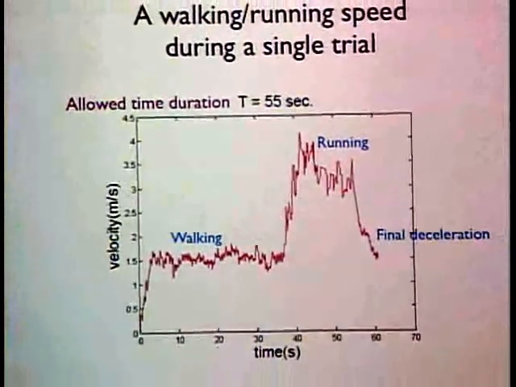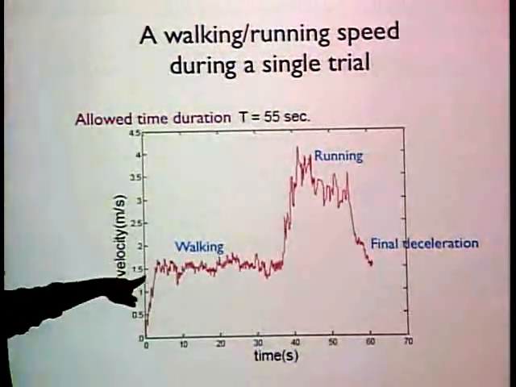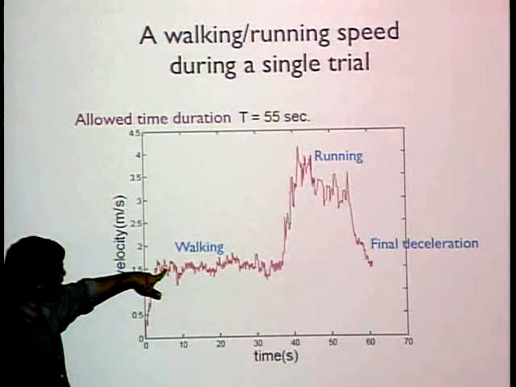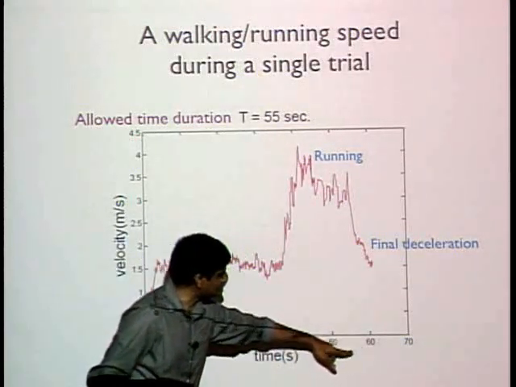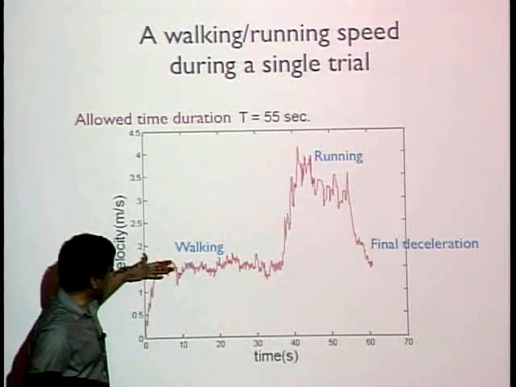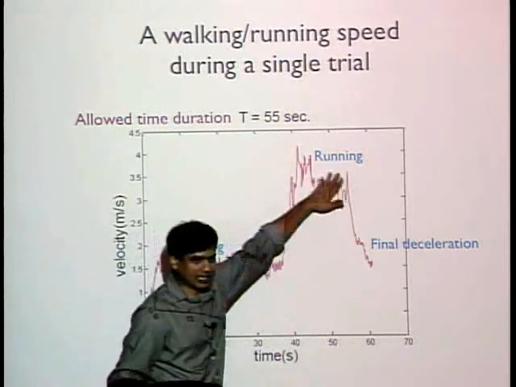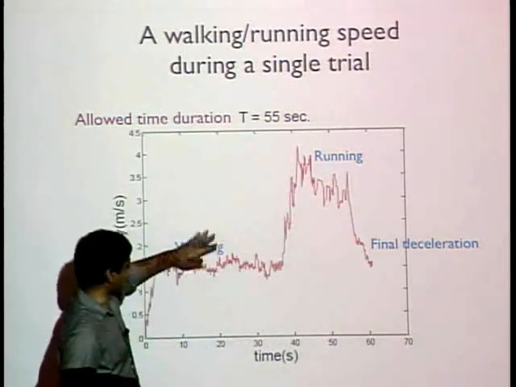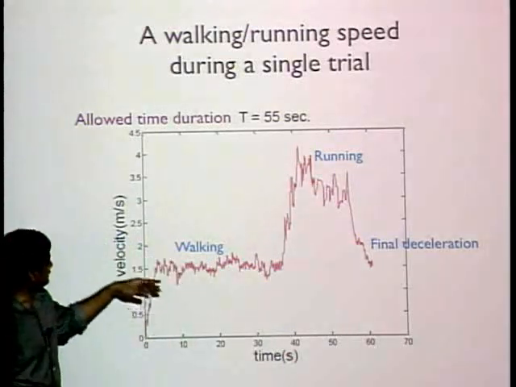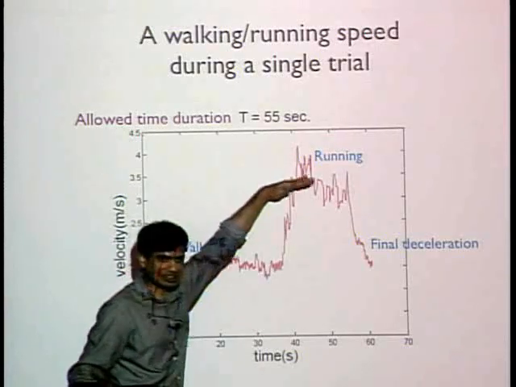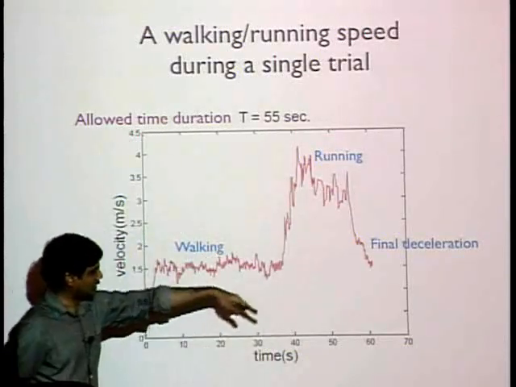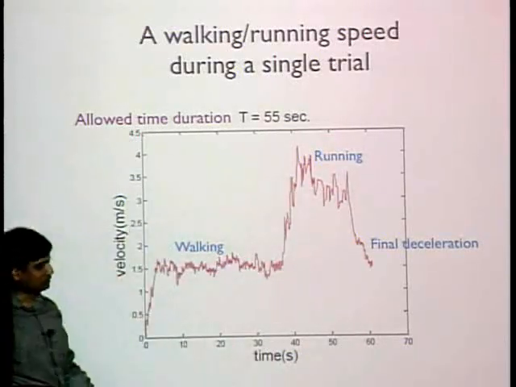This is actually just a plot of one of these intermediate speed trials, where I think the total number of seconds that was required is 60. The person walked for a while and then ran for a while. The thing is noisy because this is velocity, by the way. So it's walking at slow speeds, and then the person transitions and runs for a while and then decelerates to essentially zero.